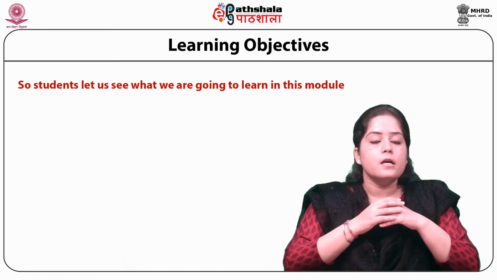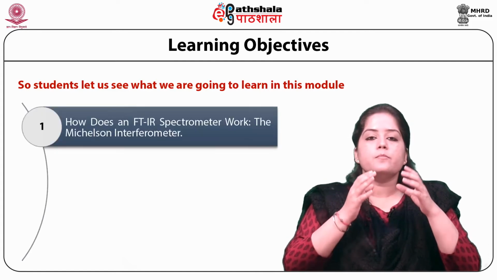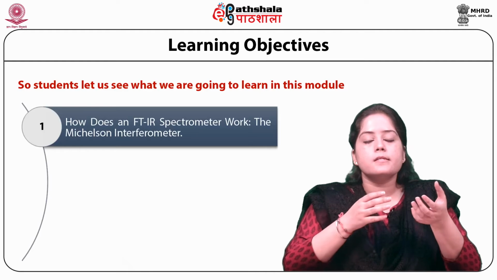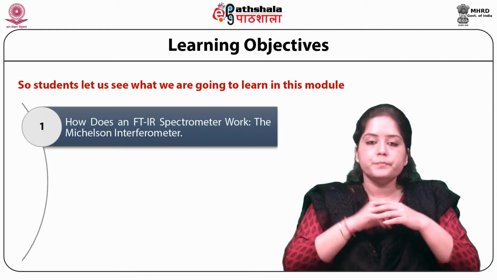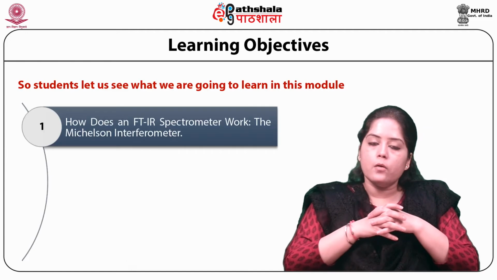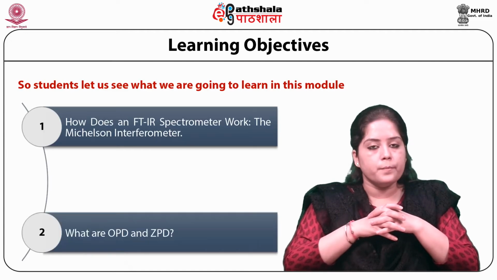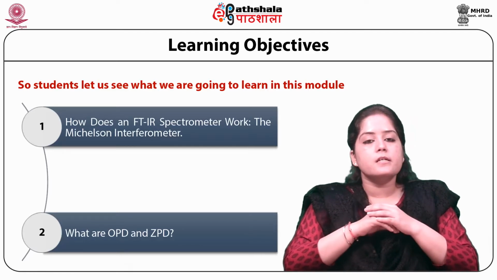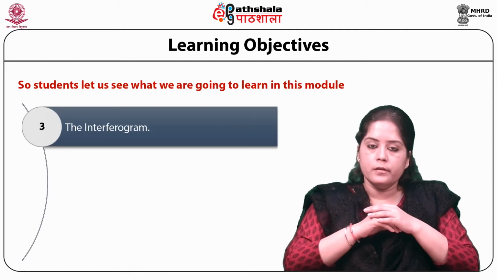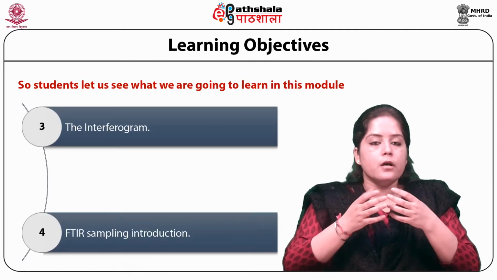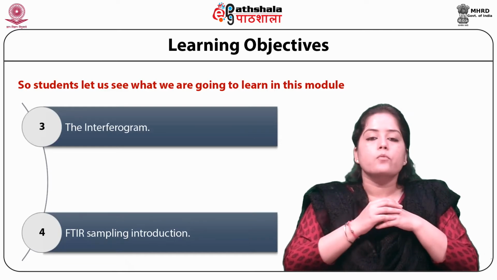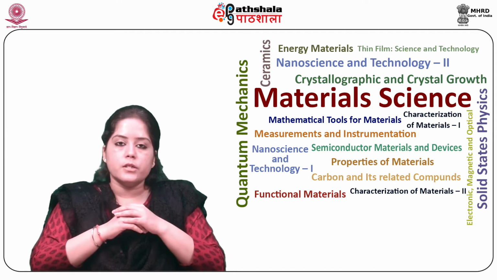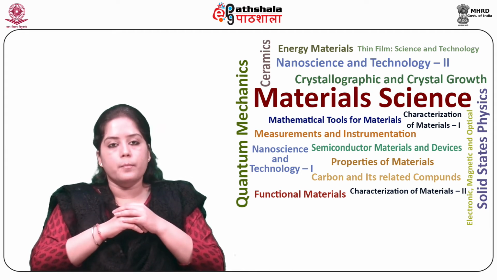First, we will discuss how an FTIR spectrometer works, along with an explanation of the Michelson interferometer. Secondly, we will discuss the optical path delay and the ZPD. Then we will discuss the interferogram. Lastly, an introduction to FTIR sampling will be discussed in this module. So students, let us start with the basic introduction to the module.